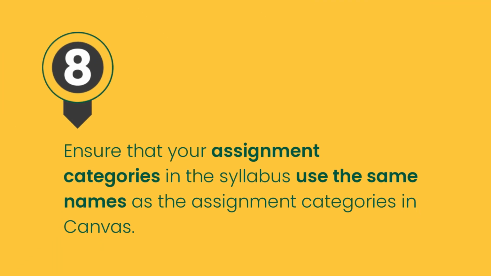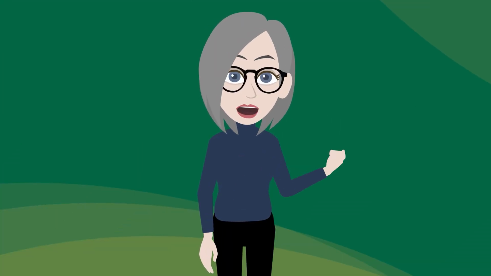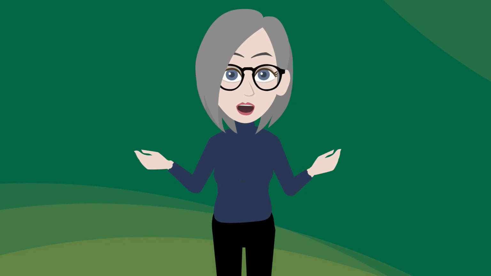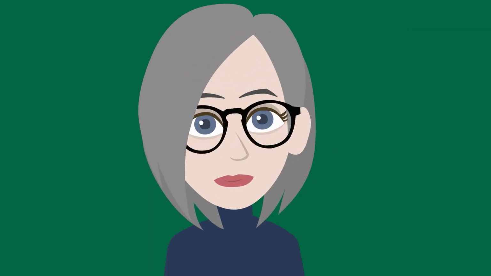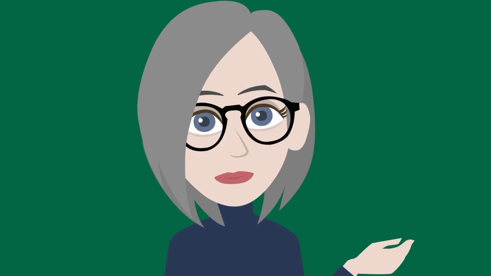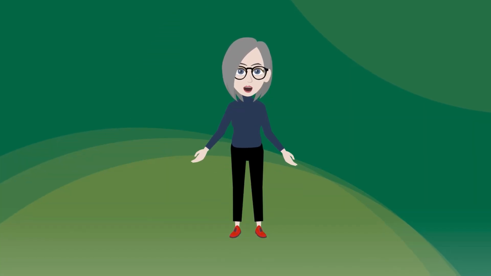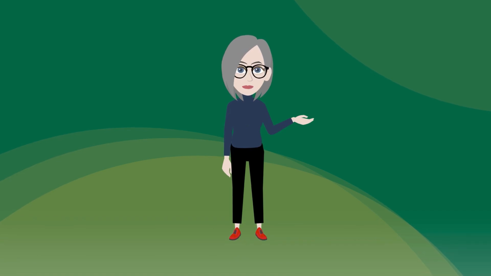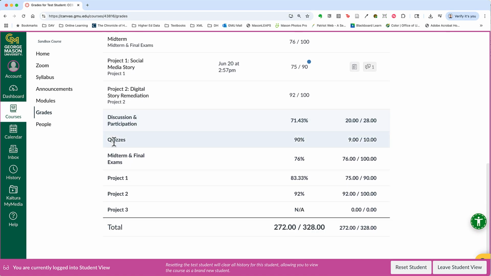Ensure that the assignment categories in Canvas and the grade breakdown in your syllabus use the same names. When the quiz category is called surveys in Canvas but quizzes in the syllabus, your students will be confused. This will lead to questions about grades. Check out our video on the Canvas gradebook for more information about grade groups and categories. Just remember that students will always see assignment groups, so they need to match up with the syllabus.